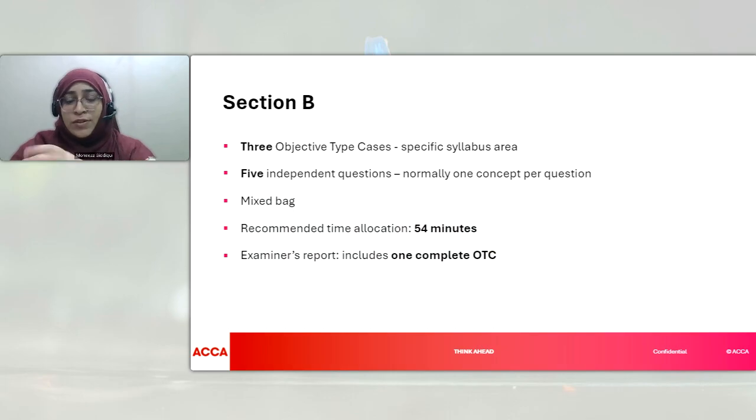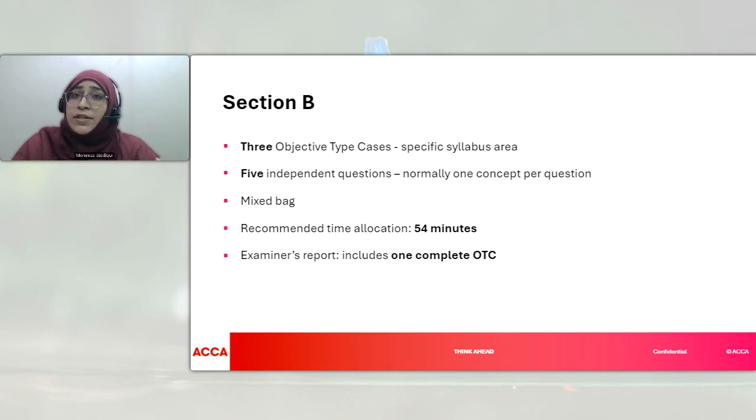Moving on to section B. Now, in section B, you will, of course, come across 3 objective type cases, and each case will be covering a particular syllabus area. And for each case, you will have 5 independent questions. Normally, a single concept is tested in each question, and they're independent. So that means even if you get the answer to the first question wrong, the rest of the answers will not get affected. And these questions are a mixed bag. By that, I mean that there will be numerical as well as narrative questions. So there'll be calculation based, and there will be discursive elements in these 5 questions.